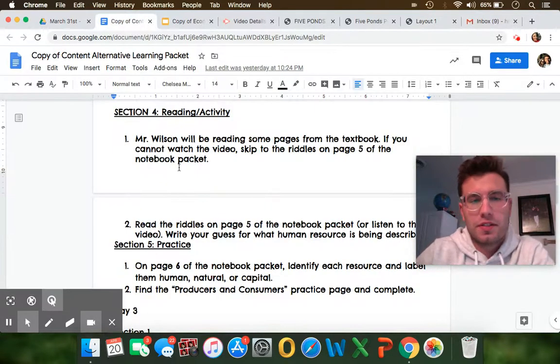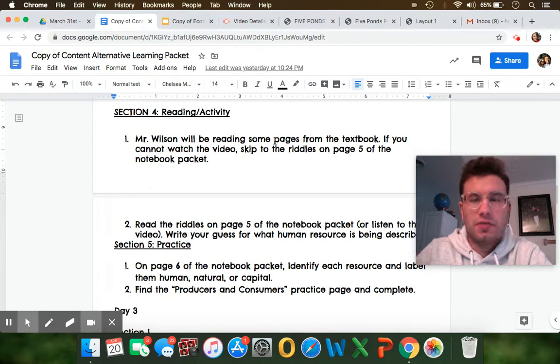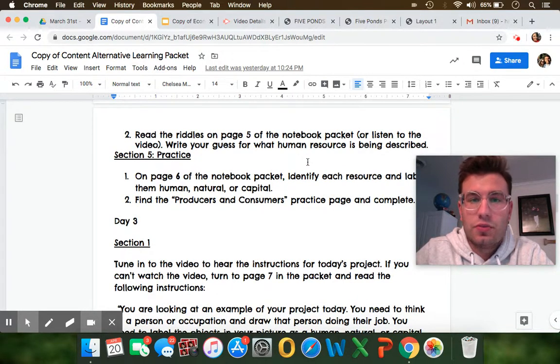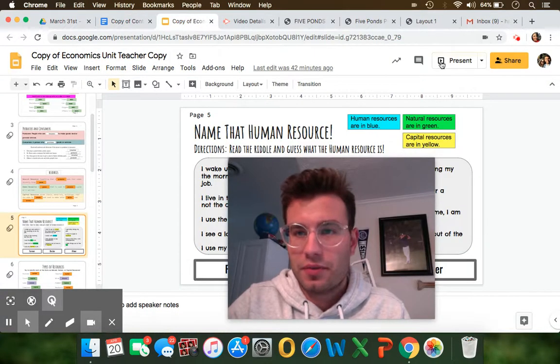All right, so we just read a page from our textbook, and what I want to do now is I want us to go to page 5 of our digital notebook. And what we're going to do is read the riddles, and you're going to guess what human resource is being described. So remember, human resources are the people who are doing the work. All right, I'm going to read these riddles to you.